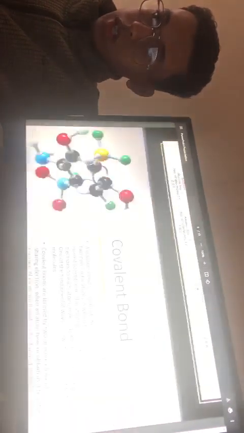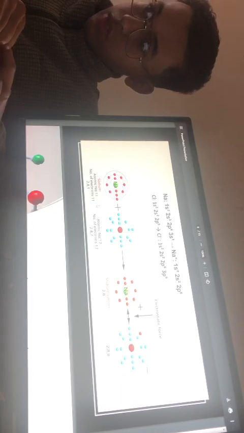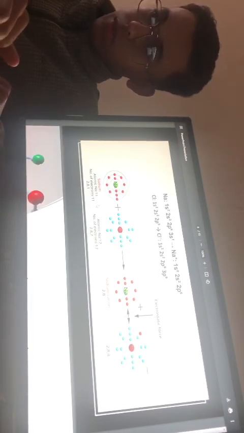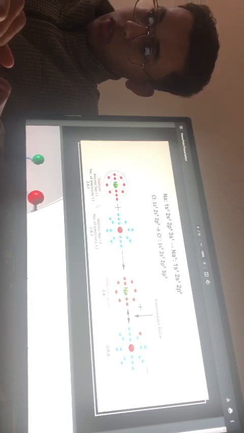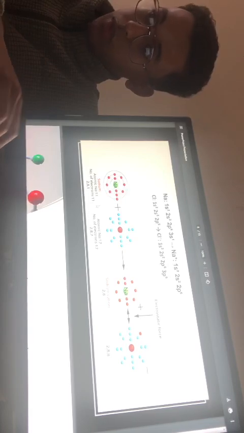Okay, now from an electronic perspective, an ionic bond involves electron transfer. For example, when sodium loses one electron, its configuration changes from 1s2, 2s2, 2p6, 3s1 to 1s2, 2s2, 2p6. Chlorine gaining this electron changes from 1s2, 2s2, 2p6, 3s2, 3p5 to 1s2, 2s2, 2p6, 3s2, 3p6. As is seen here, the resulting ions are stable and bond to form sodium chloride.